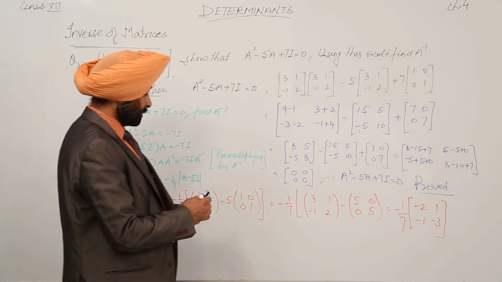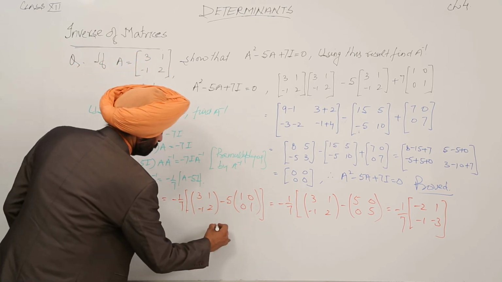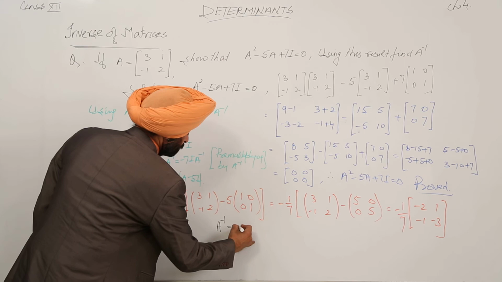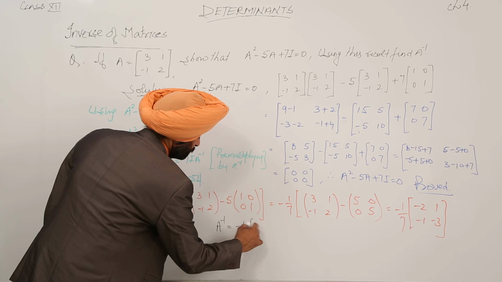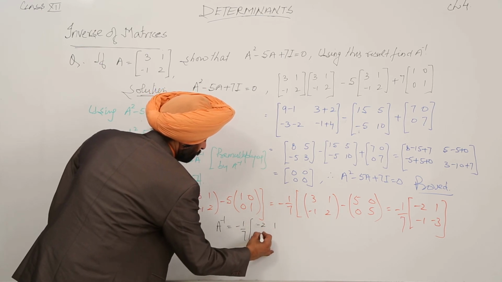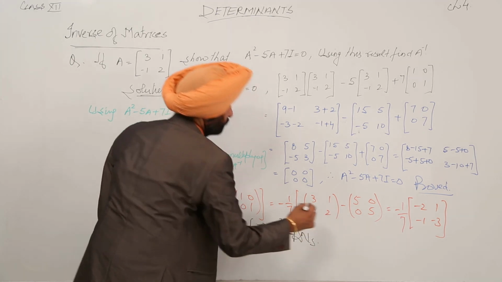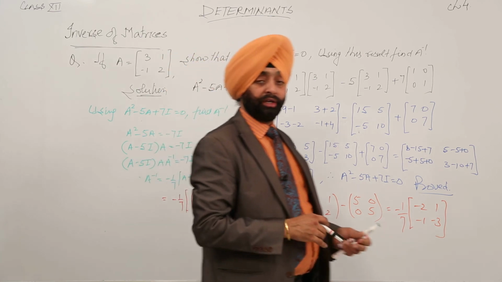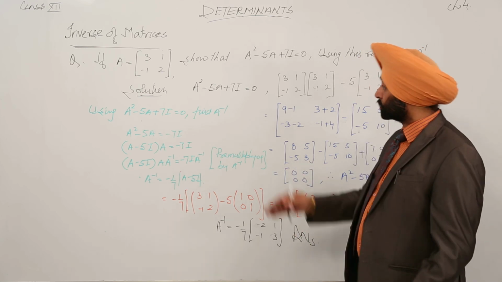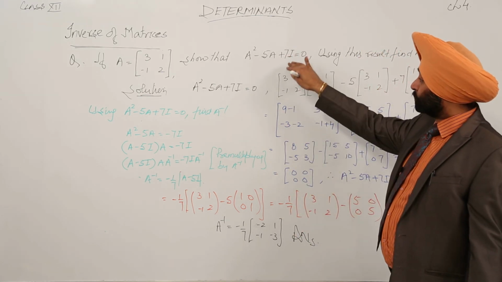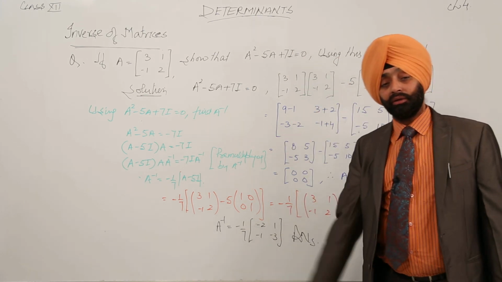So finally, A inverse is equal to minus 1 by 7 times [-2, 1; -1, -3]. We have not calculated the cofactors for finding the inverse. We have used this equation, and it was proved that it is equal to 0. Unless this is not equal to 0, we can't find A inverse.